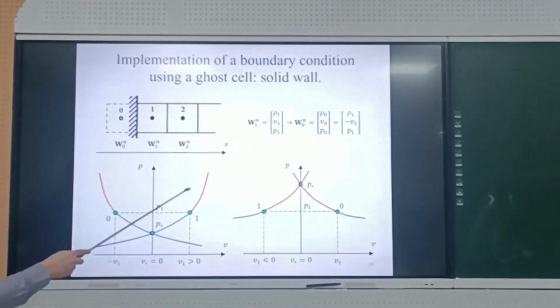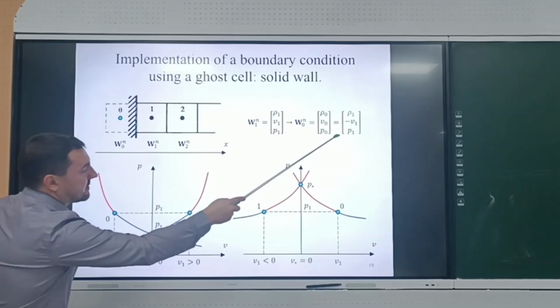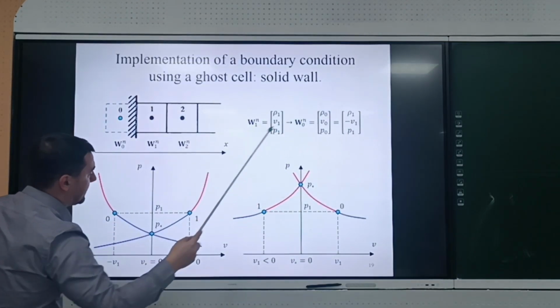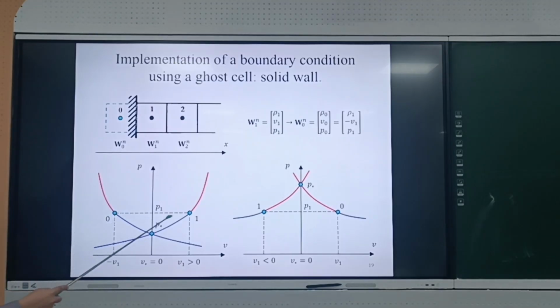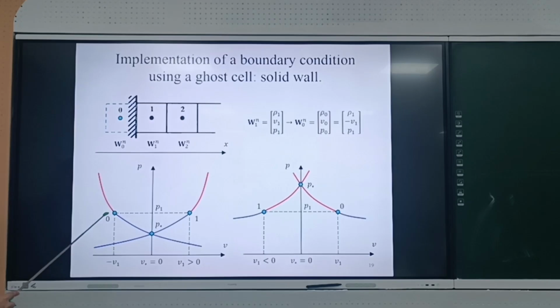So this is for the shock wave, this is for the rarefaction wave. And let's put the point corresponding to point 0. Here, the gas has the same pressure and velocity with opposite sign. It means that it will be at the same level P1, but with velocity minus V1 here.